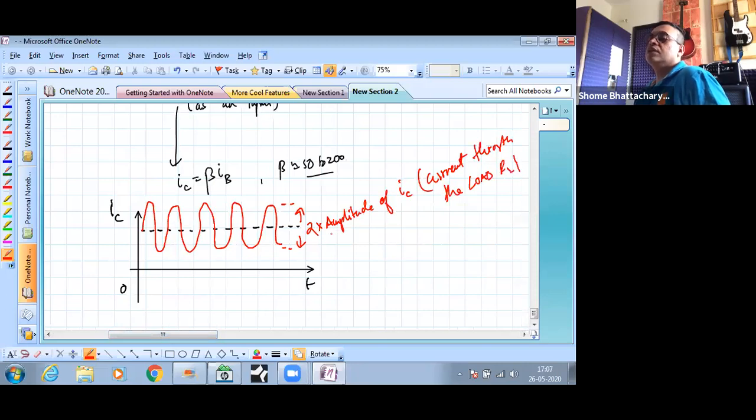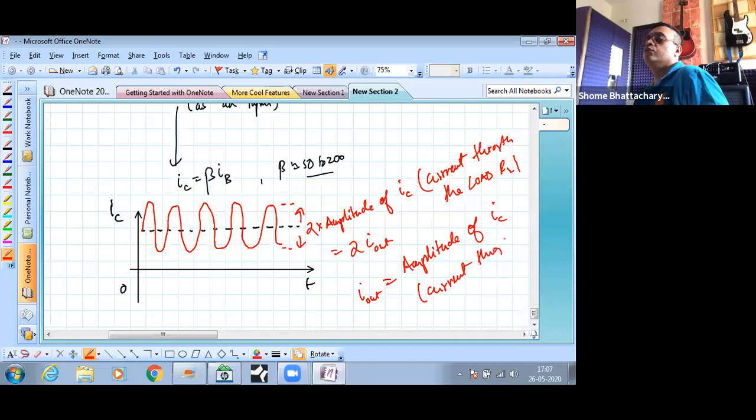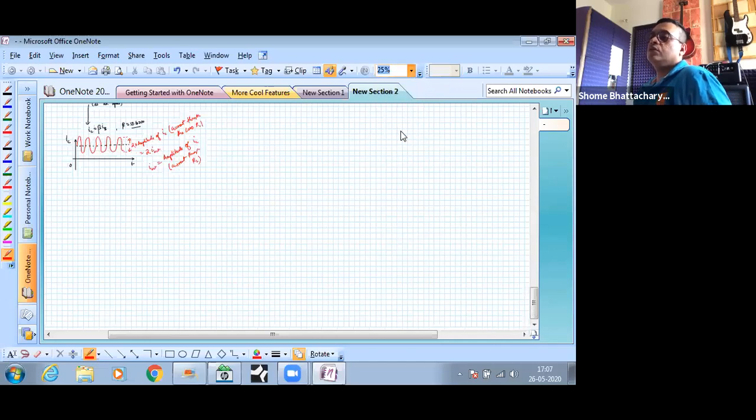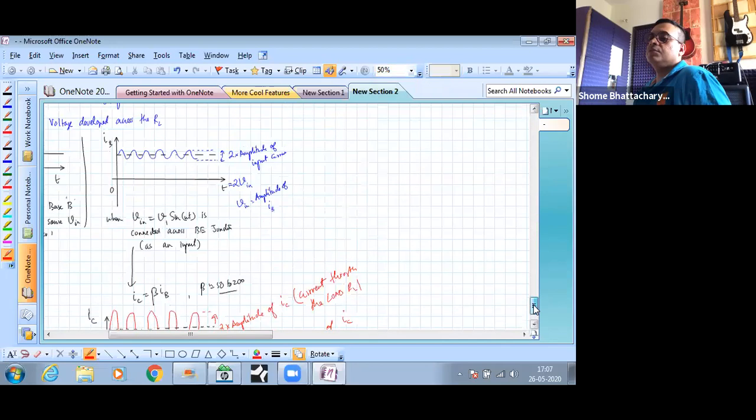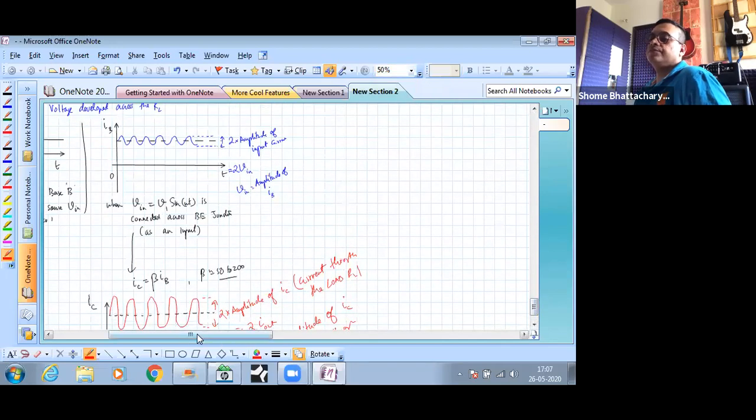So this actually becomes 2 times I output, where I output is not defined as the net current through the load resistor, but it is defined as the amplitude of the collector current, or amplitude of current through the load resistor. So just make an understanding of these two graphs and the circumstances in which they are achieved.